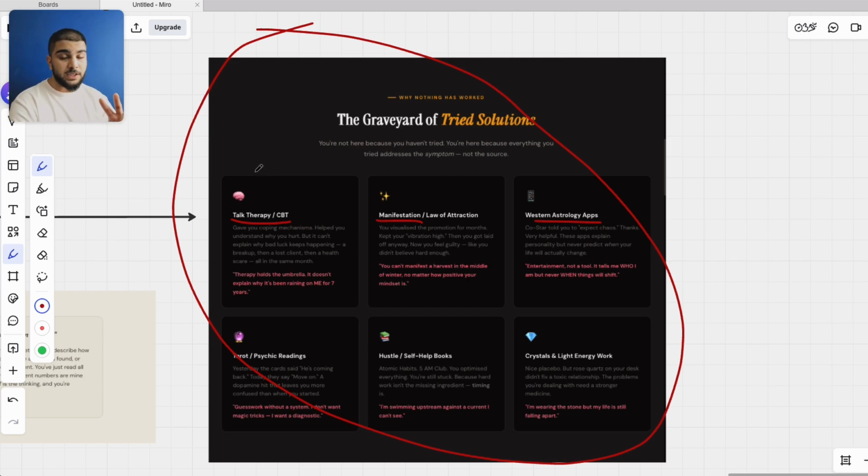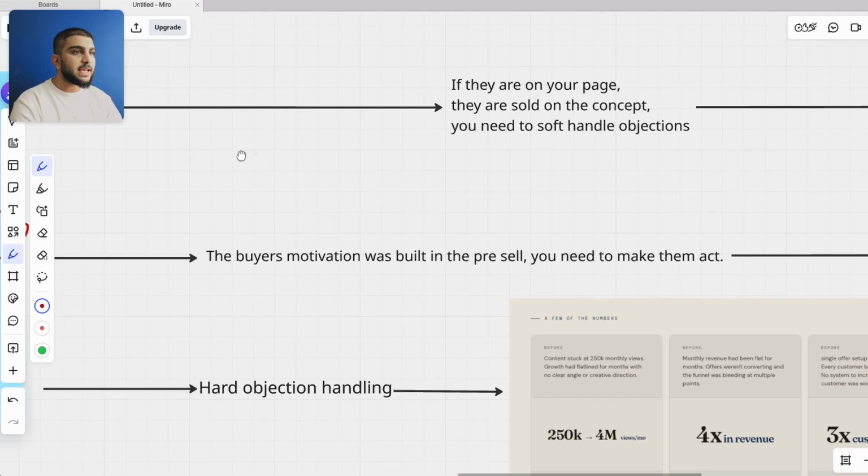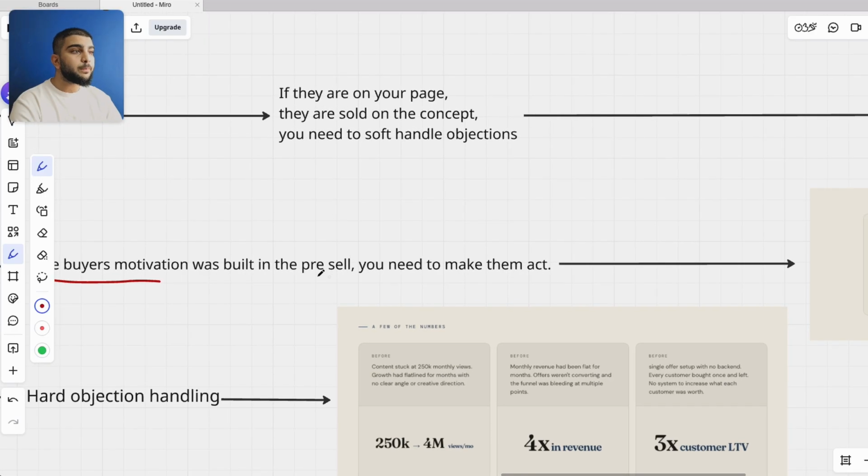There's 2 types of objection handling that I like to think about. Other people may think differently. So this is one aspect of it. Now the next aspect is the buyer's motivation was built in the pre-sale. You need to make them act like we mentioned before.